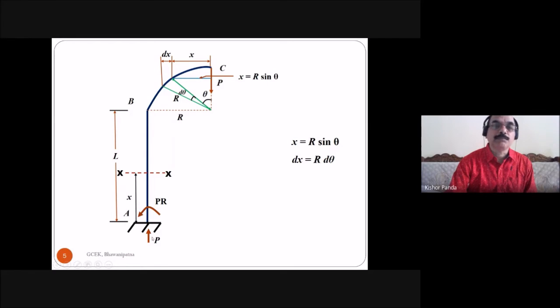So by considering this force and this moment, you have to find out what is the moment at a distance x from the end A. You have to take a section at a distance x from the support A, and find out what is the moment at the section by considering this force. This is the anti-clockwise moment PR, and this is the reaction or force acting at A. So by taking these two, you have to find out what is the moment here.